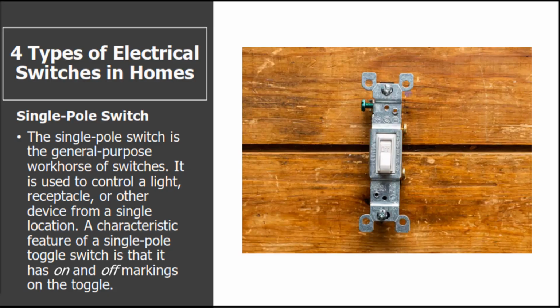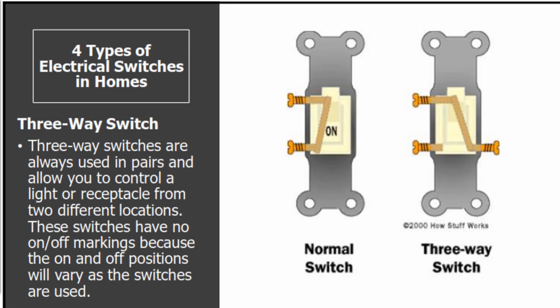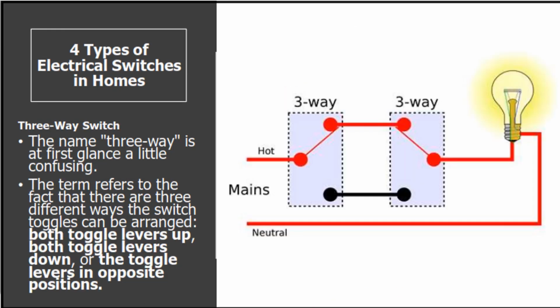We have four types of electric switch. The single pole switch, which is already discussed, is just for the purpose of on and off. The three-way switches are always used in pairs. This is the three-way switch, and it allows you to control a light or receptacle from two different locations. You can apply it if you are on the stair and the second floor, where you have two different switches controlling one bulb or one lamp. So this is the diagram.